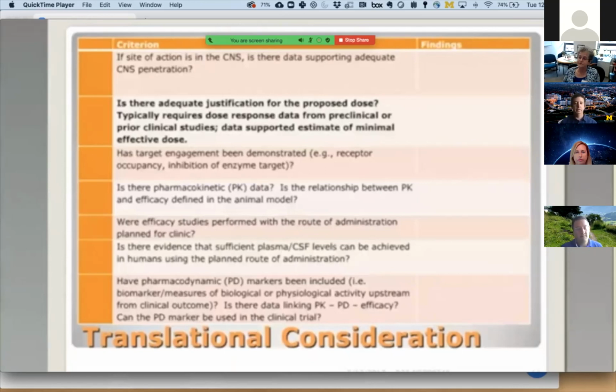And did they look at pharmacodynamics? Was there something in the animal studies that can give some link between the biological activity going on and the clinical outcome? And could that pharmacodynamic marker be used in the clinical trial to confirm the idea that the treatment is actually doing what it's supposed to be doing when it moves from the animal to the human?